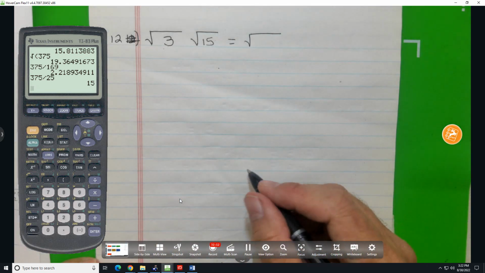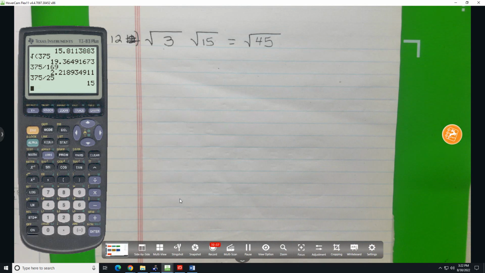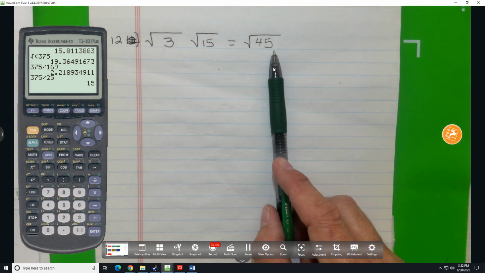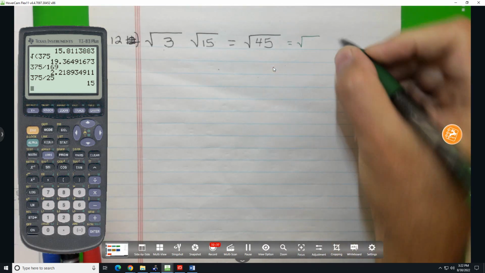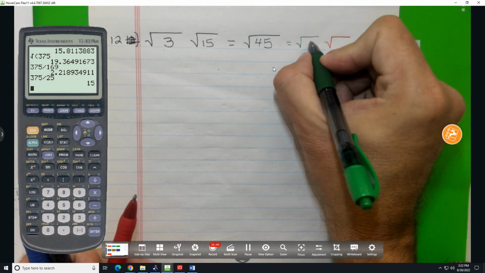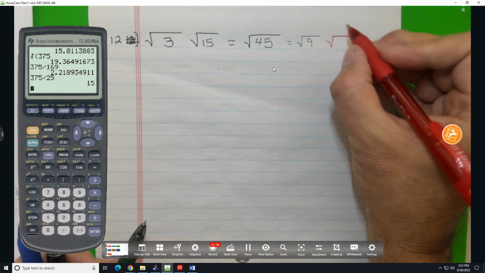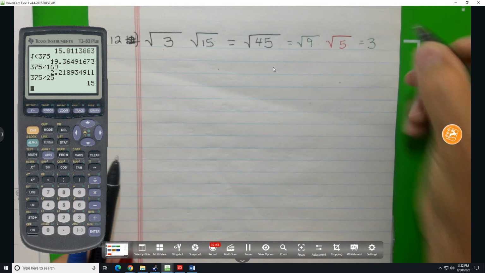3 times 15 is 45? Yeah, I agree with that. But be careful. Math builds. Now you have to use the simplification method that we've been using to simplify the square root of 45. Is 45 a perfect square? No, but what's the biggest perfect square that divides evenly into it? 9. Okay, so you're thinking of it as the square root of 9 times the square root of 5. So I'm going to have a green 3 square root of 5.